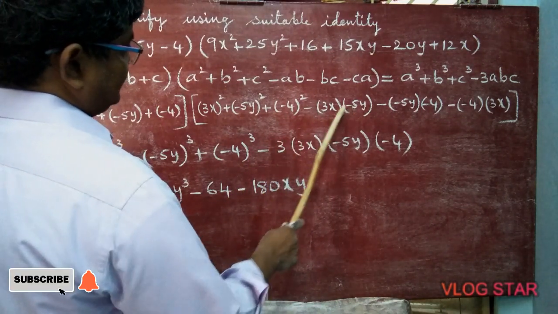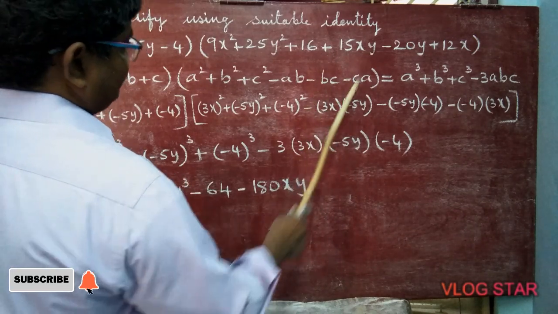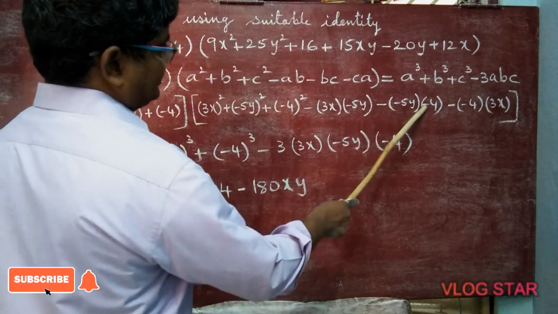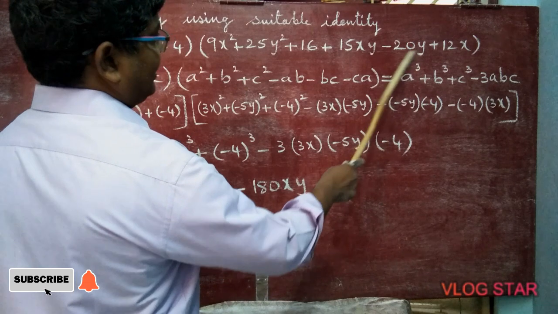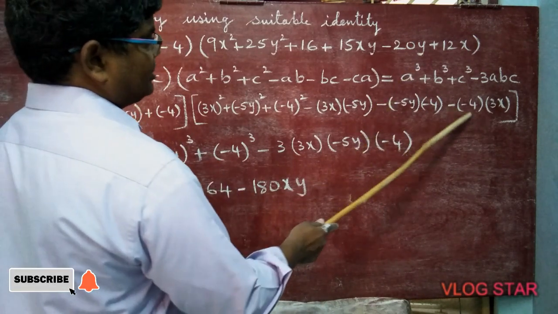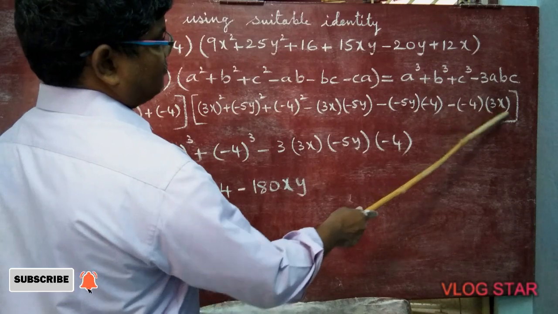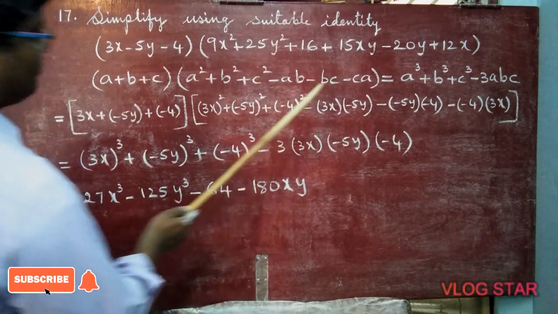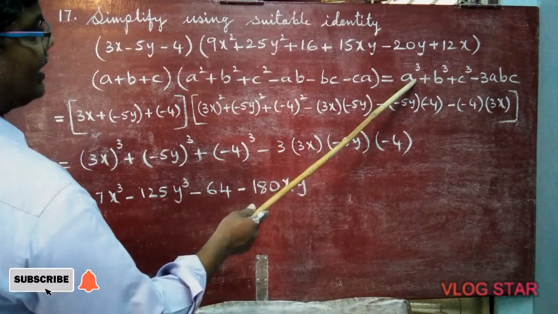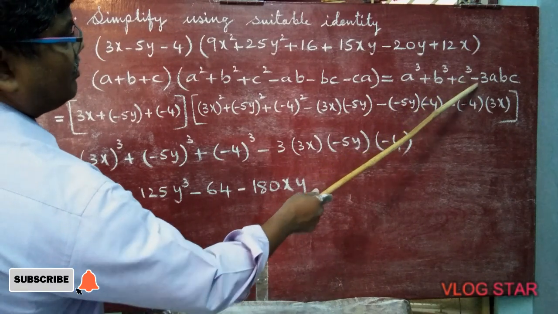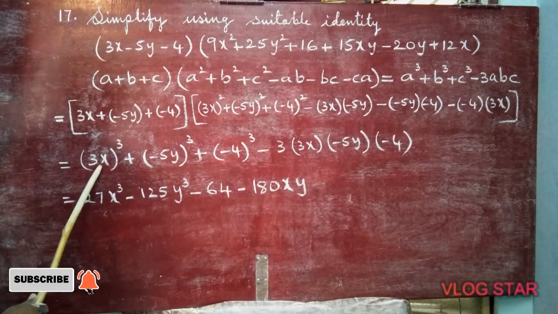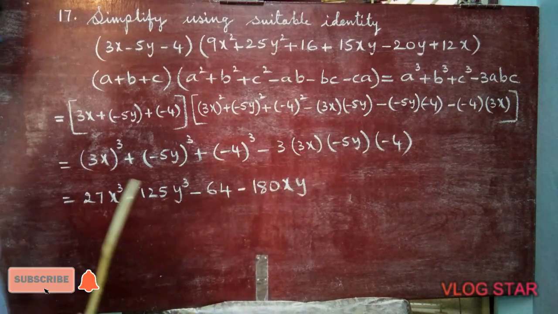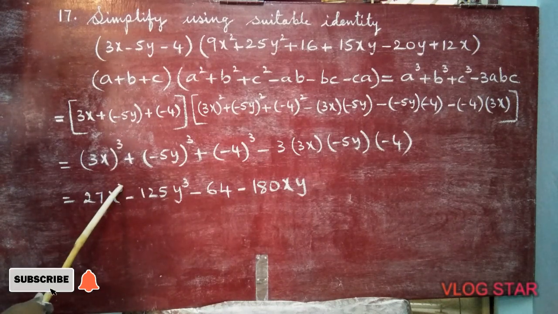Coming to the next one. Minus into minus plus, 3 5s are 15xy, plus 15xy. Verified. Next, minus into minus plus, plus into minus, minus 20y. Verified. Minus into minus plus, 4 3s are 12, so 12x, plus 12x. Now we have written the left hand side. When you multiply, the right hand answer is what? RHS: a cube plus b cube plus c cube minus 3abc.